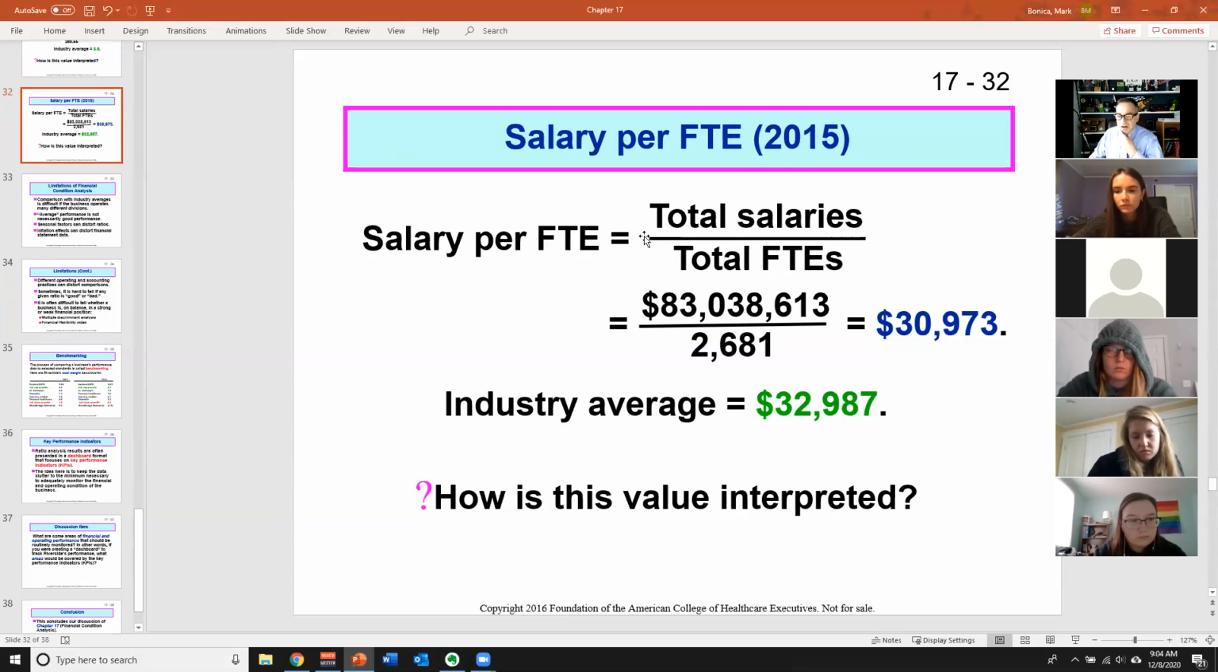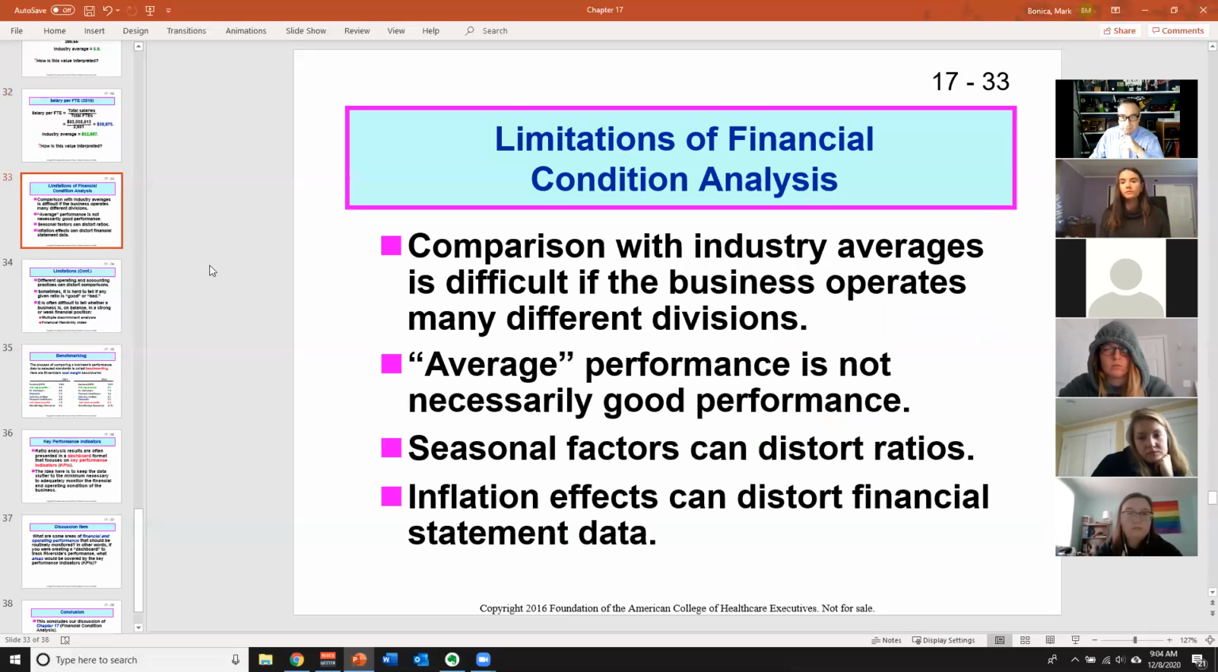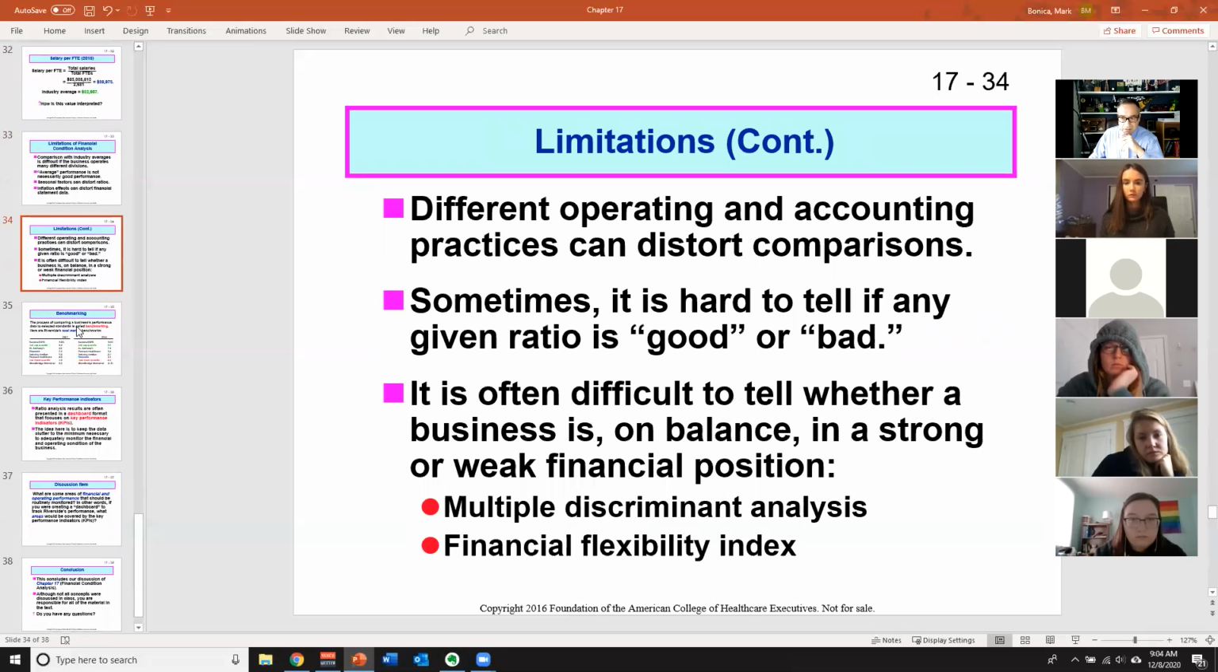So the salary per FTE is a measure of how effective you are at having a mix of less expensive and more expensive employees working on your wards. All right. So we've talked about that.